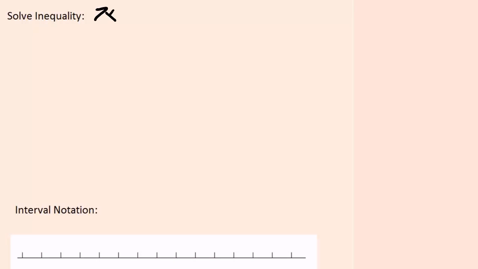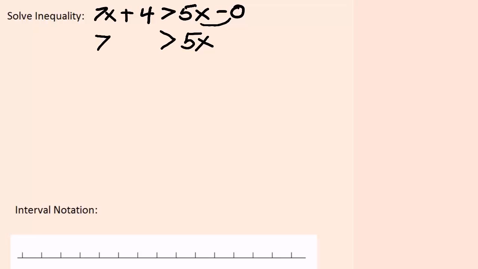All right, let's solve an inequality. 7x plus 4 is strictly greater than 5x minus 0. Well, that's kind of weird, but we can deal with it. 5x minus 0 is just 5x. So I'll have 7x plus 4 is strictly greater than 5x. Now, 7x and 5x are both variable terms. I have to get them together on the left side of the inequality sign. So I do that.